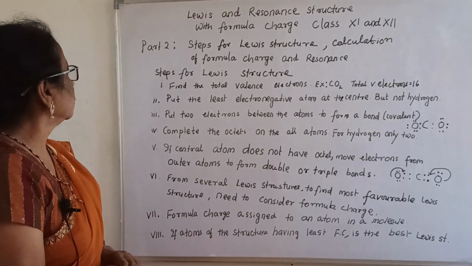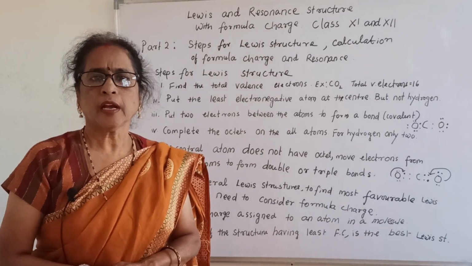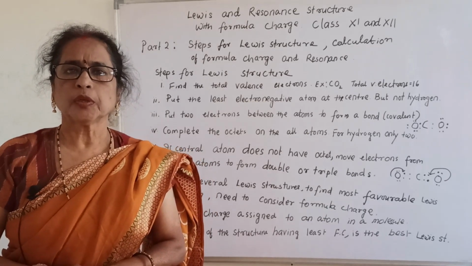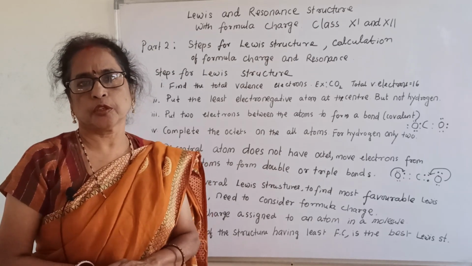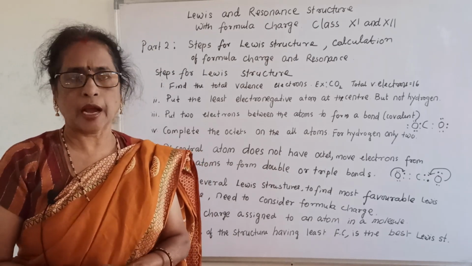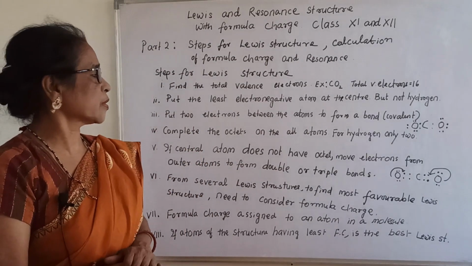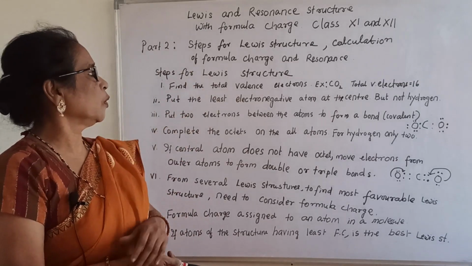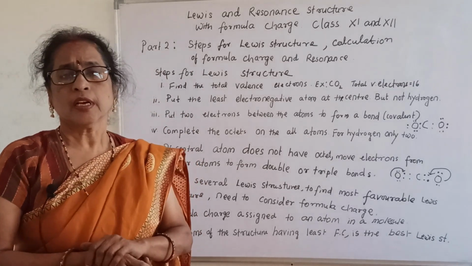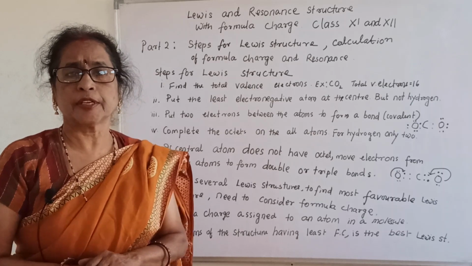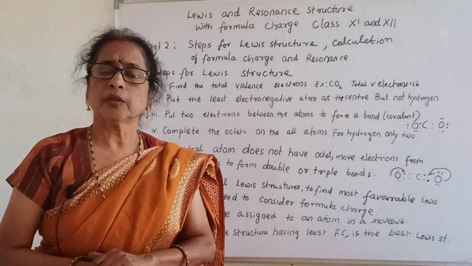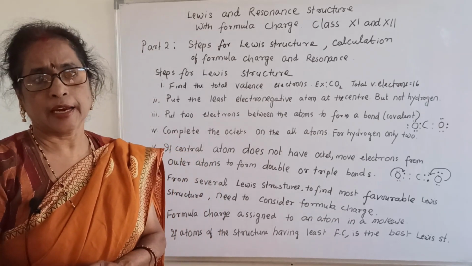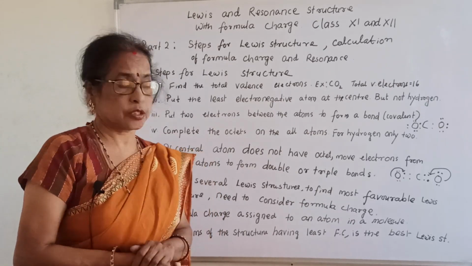Now in part 2, I want to explain how to draw the Lewis-Dot structure for molecules or ions. There are steps. We will first see the stages for the Lewis-Dot structure. After that, how to calculate formal charge and what is meant by resonance.